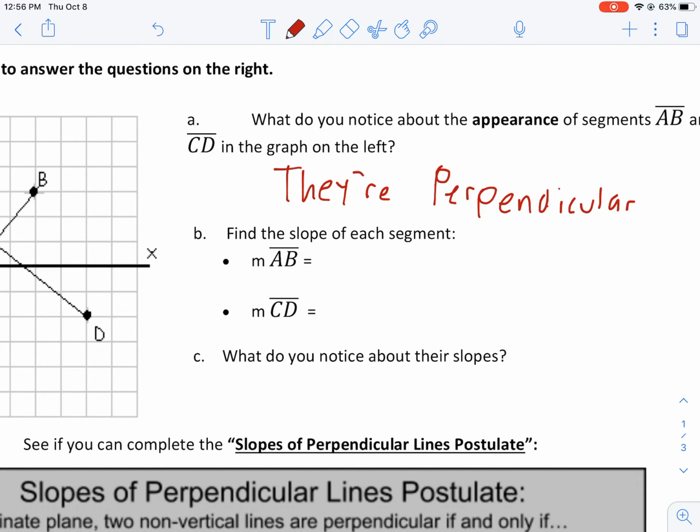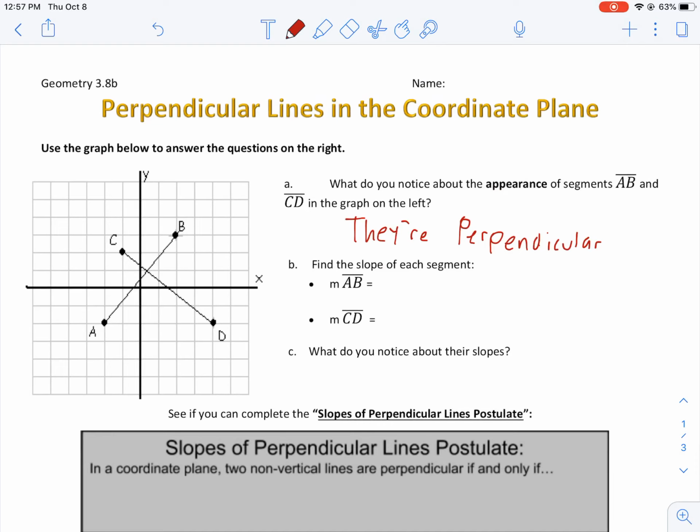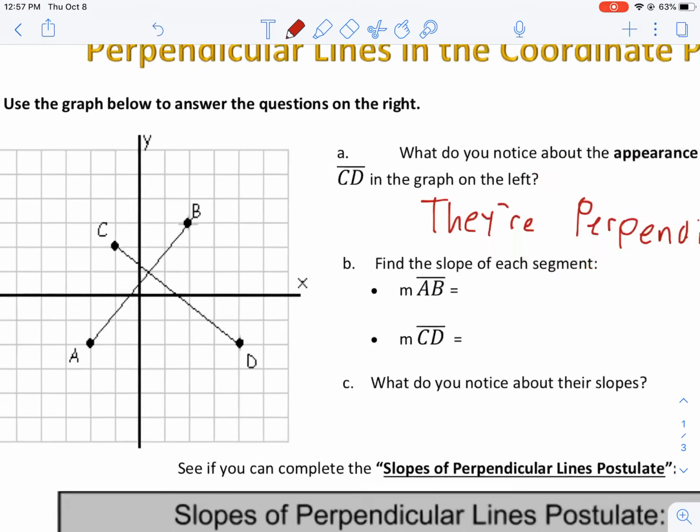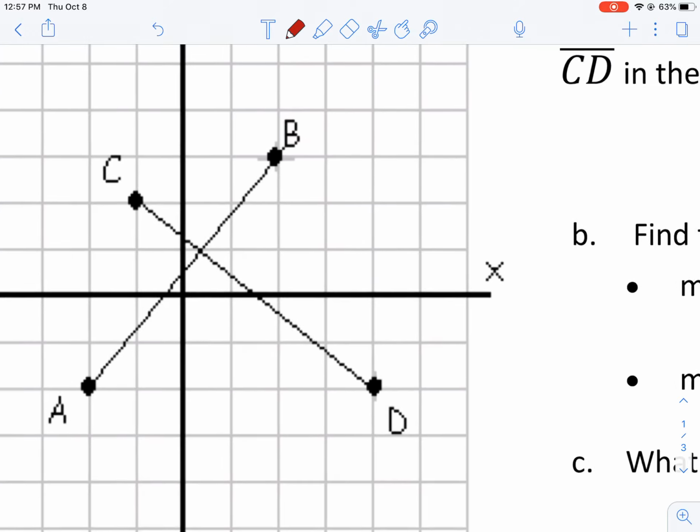What I want you guys to do is pause this video and then answer these two questions, all right? I want you to find the slopes of each segment, AB and CD. And then I want you to tell me what you notice about their slope. So if you can pause the video and do that now. Okay, let's go over this, see if you guys got it right.